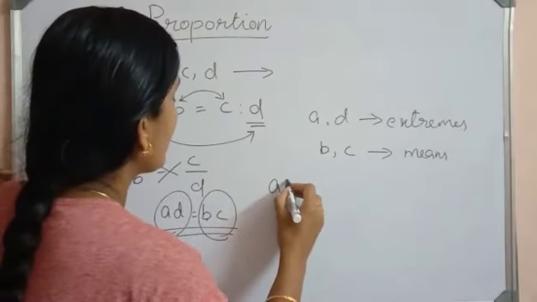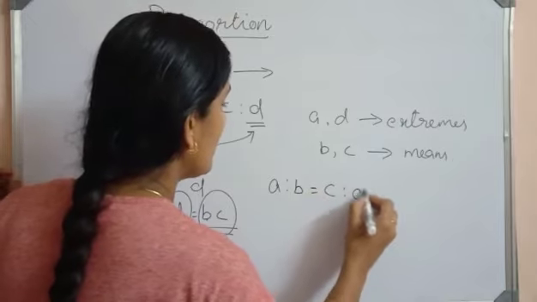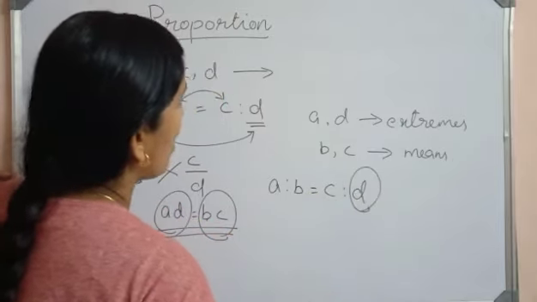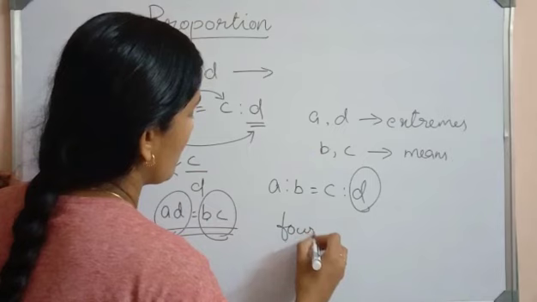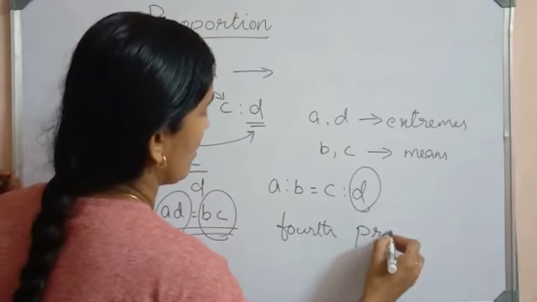Also, A is to B is equal to C is to D. Here, D is called the fourth proportional.